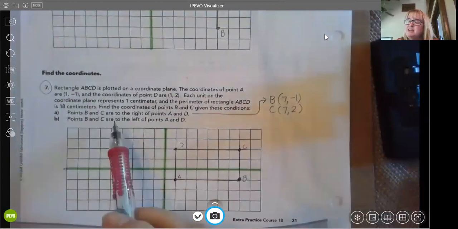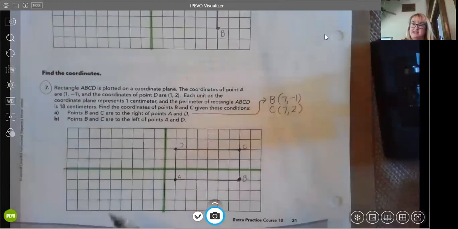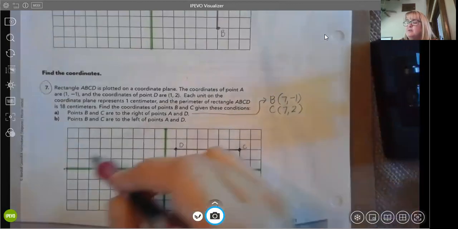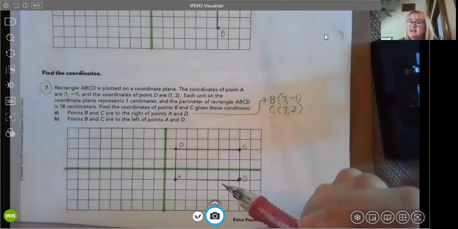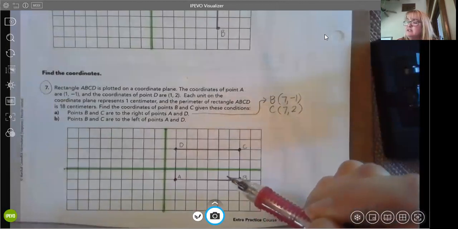Now situation B says, what if B and C are to the left of A and D? Okay, the same situation, only our rectangle is over here. It's still 18 units for the perimeter. The perimeter is still 18 centimeters.